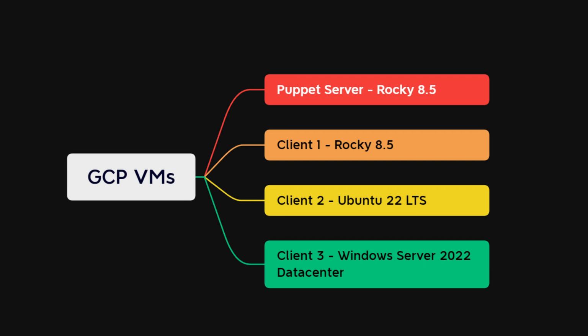The Puppet server will run on Rocky Linux 8.5, which is the same as Red Hat Enterprise Linux 8.5. Then we'll install three clients, one running Rocky Linux 8.5, one running Ubuntu 22 LTS, which was released recently, and the last running Windows Server 2022 Datacenter with desktop experience.